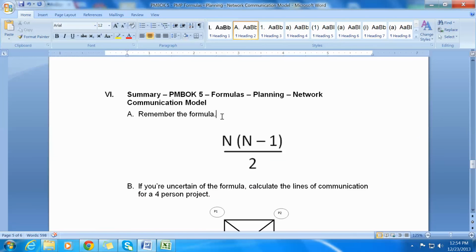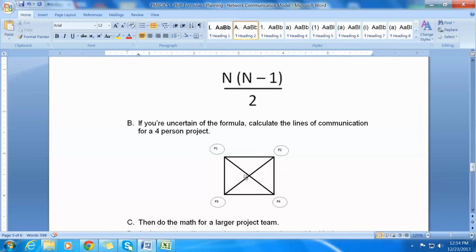So, in summary, remember the formula. It is n times the quantity n minus 1 divided by 2, where n is equal to the number of people on the project, including yourself. If you're uncertain of the formula and you have to recreate it for the test or perhaps just during a discussion, probably the easiest way to remember it is to test out whatever you think the formula is with a simple four-person project, because the answer very obviously is 6 lines of communication.